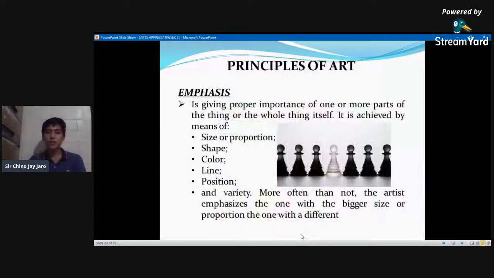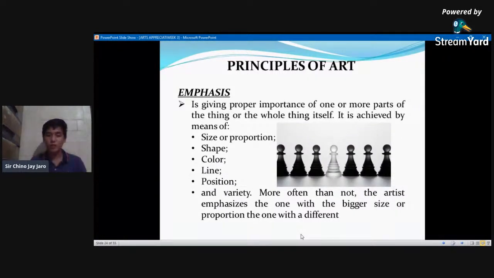So let us proceed now to emphasis. Is giving proper importance of one or more parts of the thing or the whole thing itself. It is achieved by means of size or proportion, shape, color, line, position, and variety. More often than not, the artist emphasizes the one with the bigger size or proportion, the one with a different.